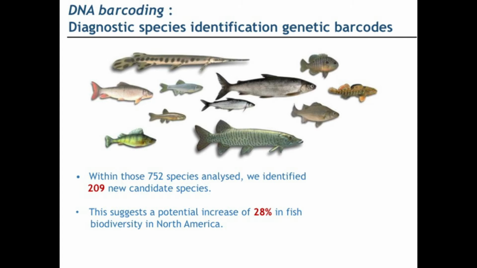And there are basic standards of level of divergence that are more or less accepted, such that past that threshold, you can consider that you may be in the presence of new species that have been unnamed or undetected before. So 200 of those. This suggests a potential increase of nearly 30% in fish biodiversity in North America.